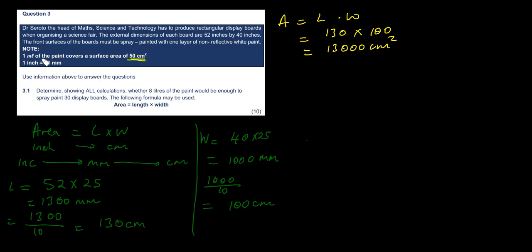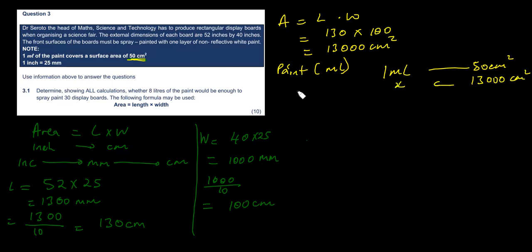Now we are told that 1 mil of paint covers a surface area of 50 square centimeters. So what must we do now? We must calculate the paint in milliliters first. Since 1 mil covers 50, what about 13,000 square centimeters? So this becomes our X.